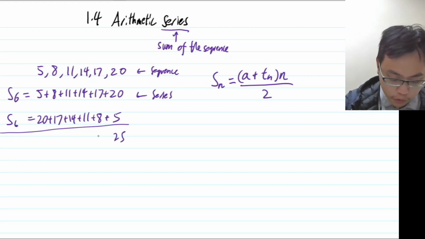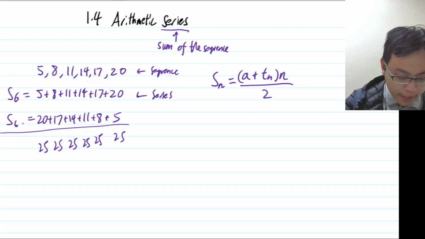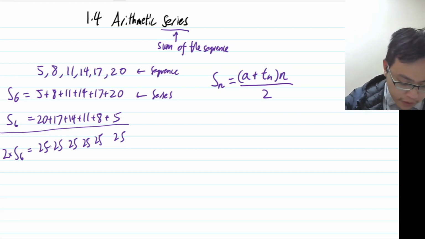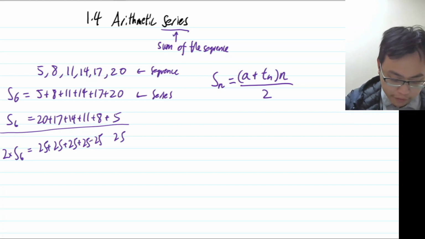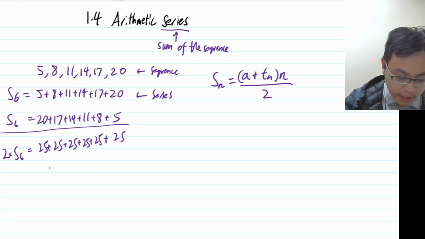17 plus 8 is also 25. 14 plus 11 is also 25. 11 plus 14 is also 25. 8 plus 17 is also 25. 5 plus 20 is also 25. So every single one of them, if I add these two together, we have 2 times the sum of the series, okay? And so every single one of them is actually 25. And how many 25s are there? There's 1, 2, 3, 4, 5, 6. It's actually 6 times 25.